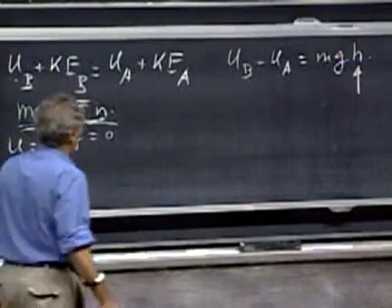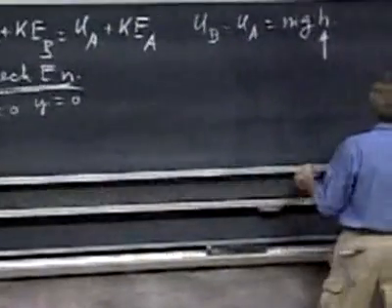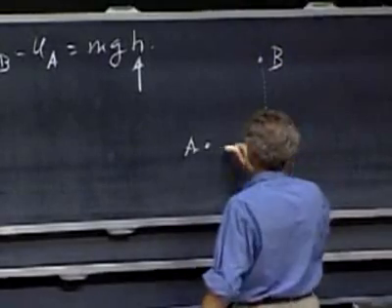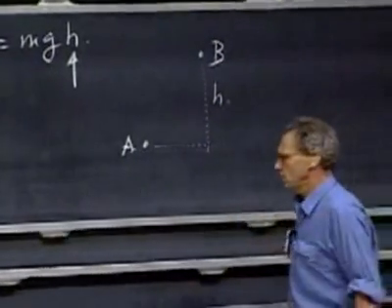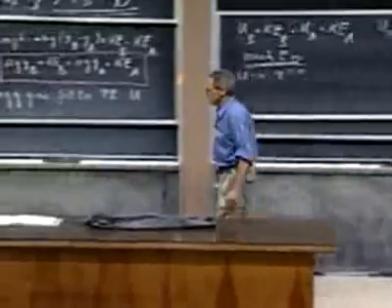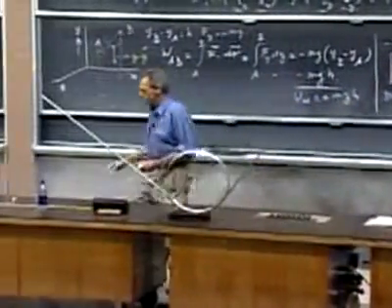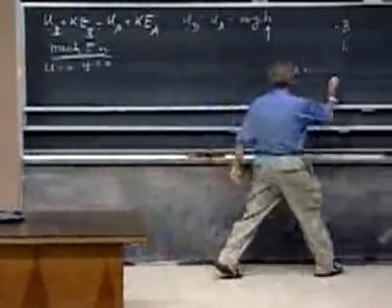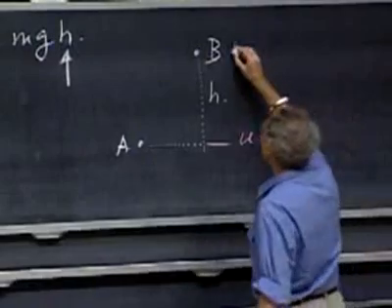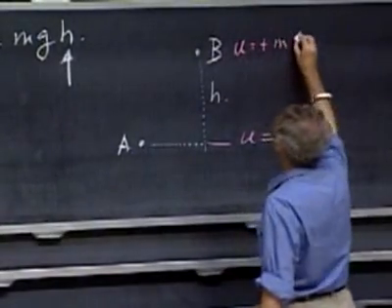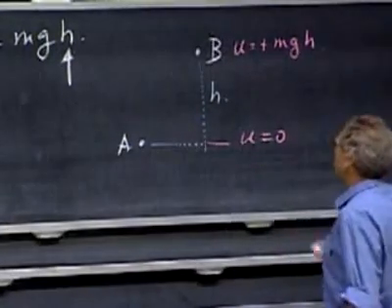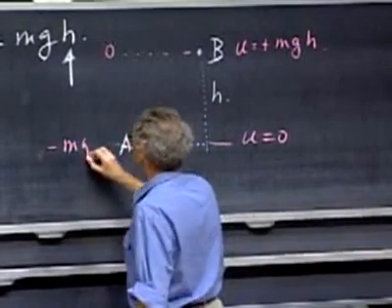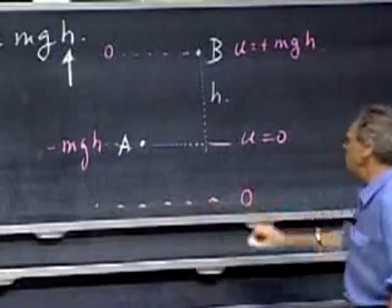It's easy to see. Suppose I have here point A and I have here point B. And suppose this separation was h. Well, if you prefer to call zero potential energy at A, I have no problem with that. So we can call this U equals 0 here. Then you would have to call this plus mgh. If you say, no, I want to call this 0, that's fine. Then this becomes minus mgh. If you prefer to call this 0, that's fine too.